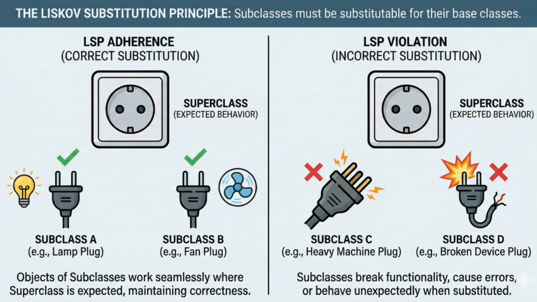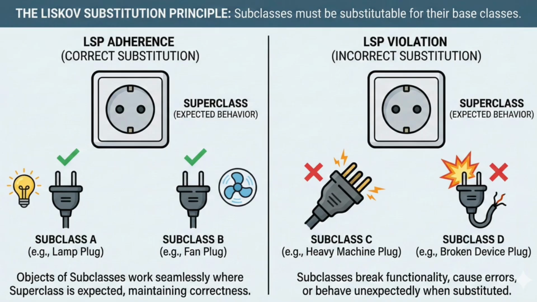It prevents us from creating subclasses that, technically, inherit but behave completely differently and cause hidden bugs. Because in real-world software development, inheritance is widely used, and if subclasses break the behavior of base classes, systems become unstable. Requirements change, features evolve, code grows over time, and if subclasses don't maintain consistent behavior, the entire system becomes risky to modify and maintain.